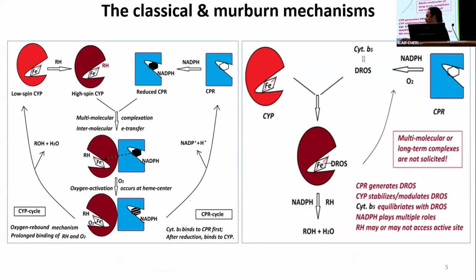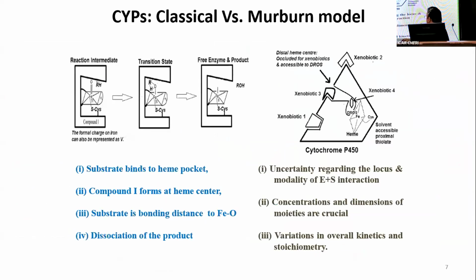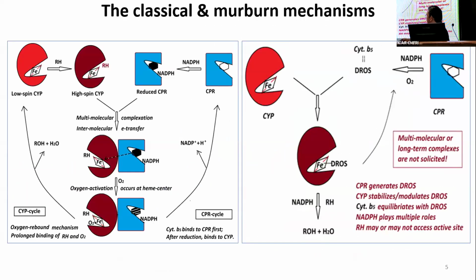So when you talk about the classical system, the reaction begins with the binding of substrate. This is one way of presenting it. It actually happens when there is a substrate. See, RH is actually the substrate. So the low spin state of the enzyme requires the substrate to bind here, according to the classical mechanism.